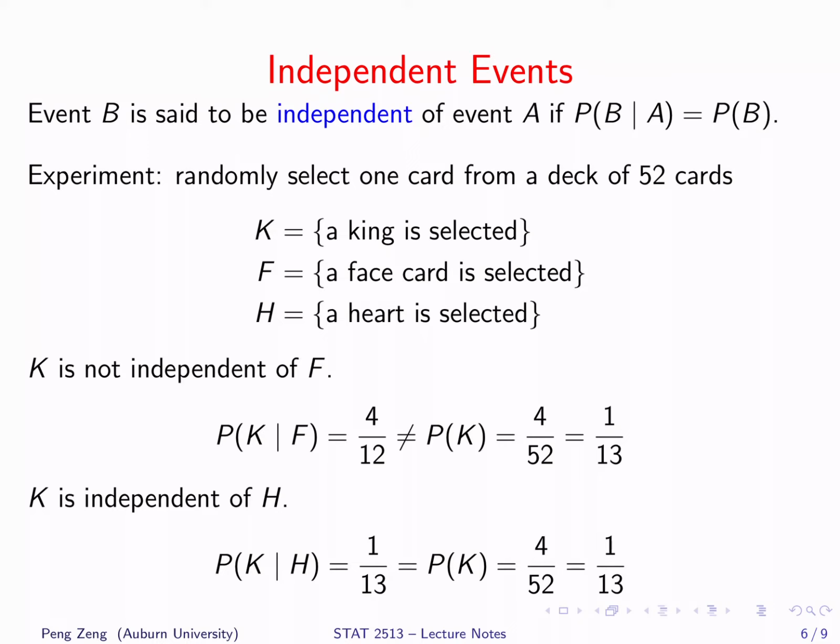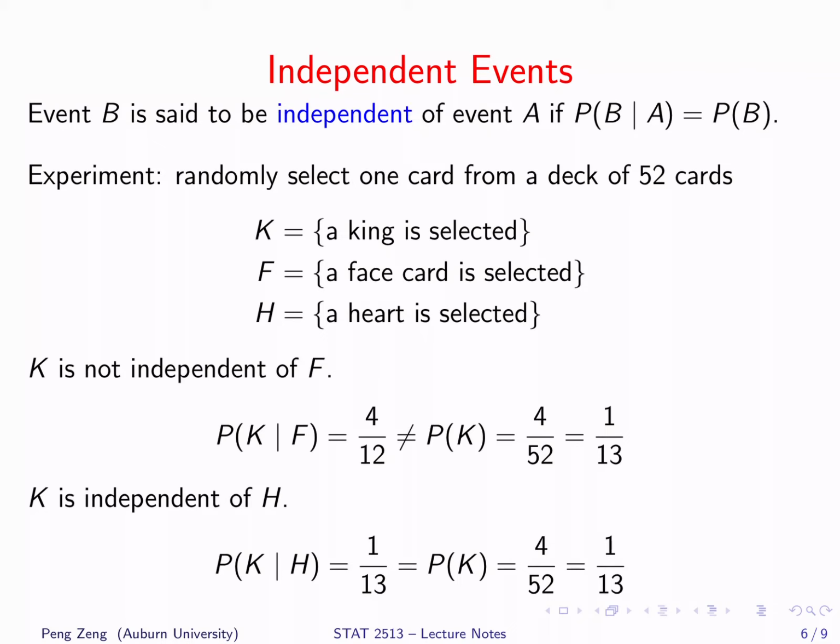We will formally define independence. Event B is said to be independent of event A if probability of B given A equals probability of B. It means that the probability of B remains the same even if we know that event A occurs. In other words, no matter whether event A occurs or not, the probability of event B is the same. Let's consider the experiment of selecting one card from a deck of 52 cards.